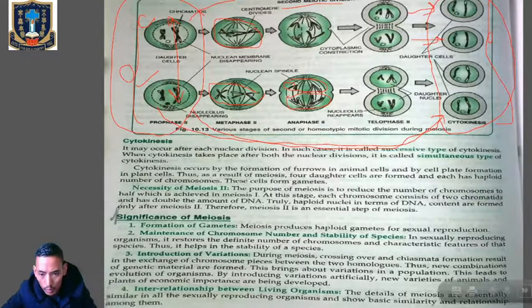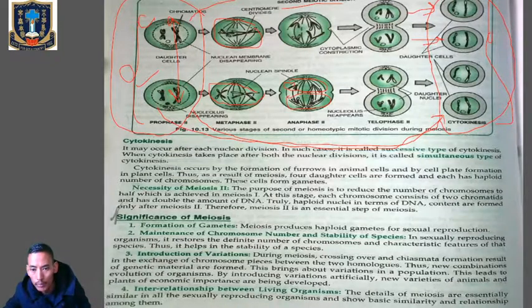Now, what is the significance, or the importance, of meiosis cell division? We are going to discuss it. First, meiosis cell division helps in the formation of gametes. Meiosis produces haploid gametes for sexual reproduction, and the number of chromosomes is again conserved with the help of fertilization.